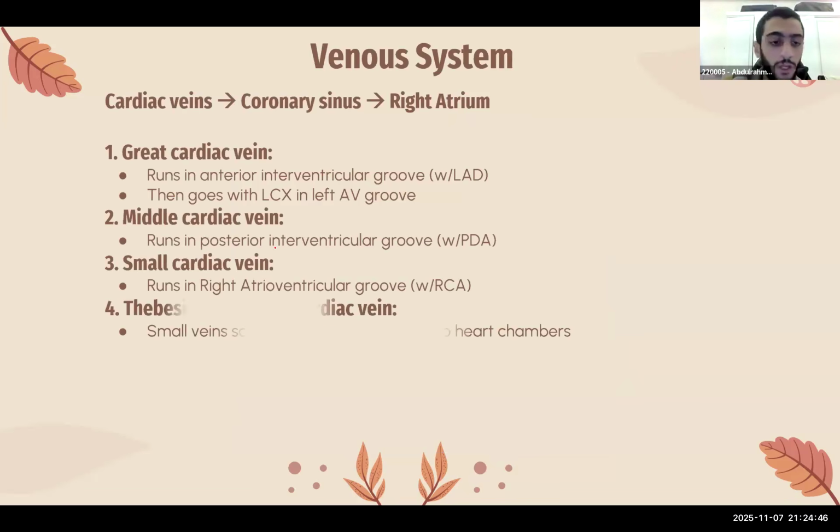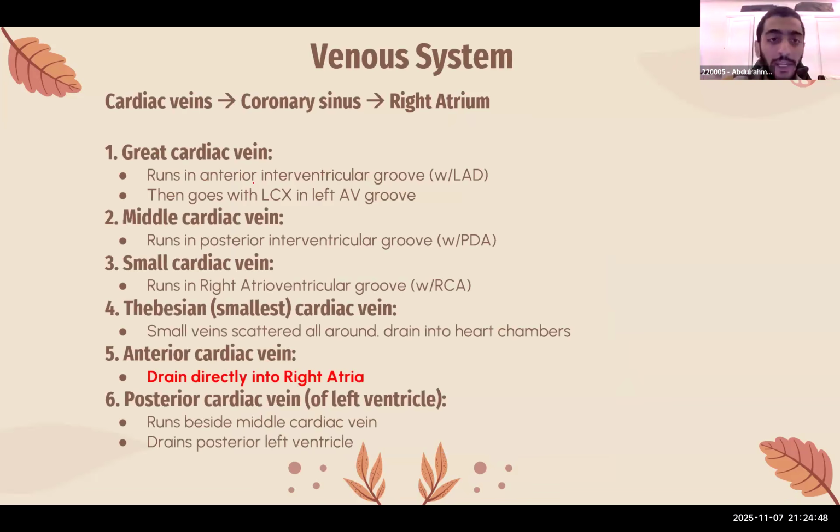Okay. So here it is. Great cardiac vein is with the LAD. Middle cardiac vein is with the PDA. Small cardiac vein is with the RCA. Now, other veins mentioned in your slides include the Thebesian veins. They're basically small veins scattered around, emptying into the heart chambers. Just remember this line: small veins around the heart draining directly into the heart.